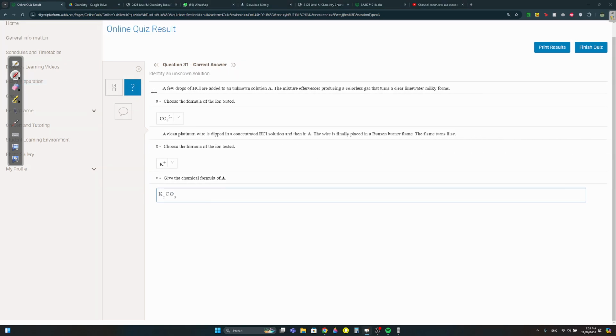Question 31. I hope the questions are short like this. Again HCl. It effervesces, making a colorless gas that turns lime water milky, and the gas is carbon dioxide, right? And what are we testing here? CO3 2-. Only carbonate ions produce carbon dioxide.